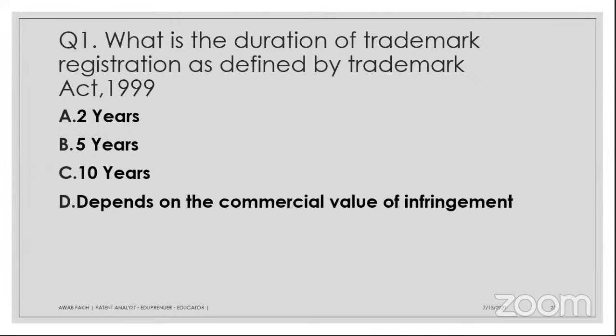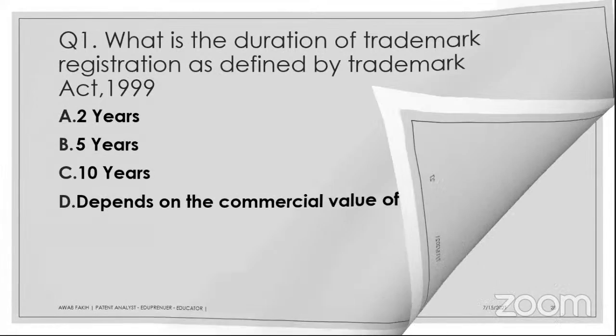What is the duration of the trademark registration as defined by the Trademark Act 1999? As it was discussed, first an act is made, then to follow it, the rules are made under its guidelines. A, 2 years. B, 5 years. C, 10 years.